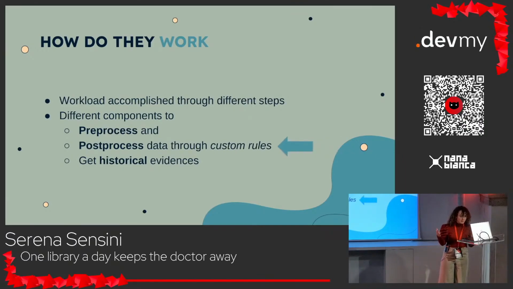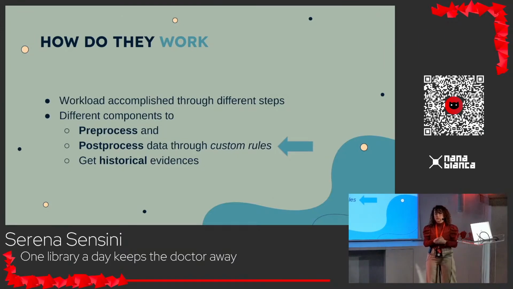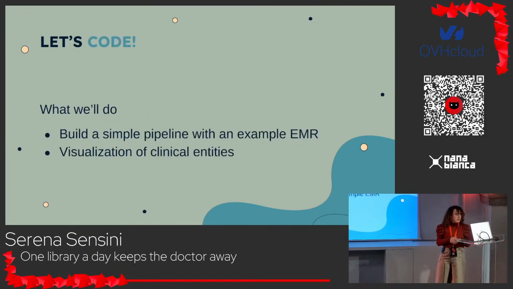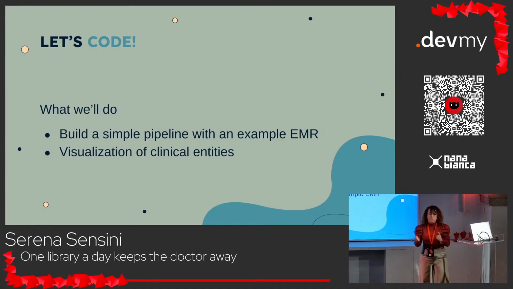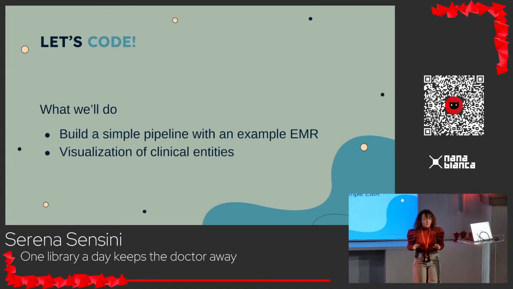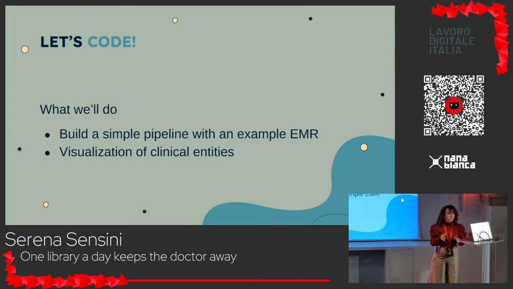Today, we don't have enough time to see all the steps, so imagine the pre-processing has already been done. We just focus on the post-processing, so we try to get the information with some custom rules. So let's try to code. I have prepared some code. It's very simple, I promise. It's in Python, so it should be very simple even to read. We will do a simple pipeline with an example that is the same as before. So we have finished with the horror images, and we will try to visualize this information.